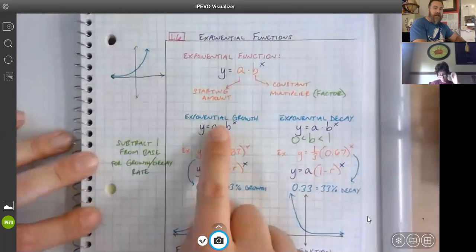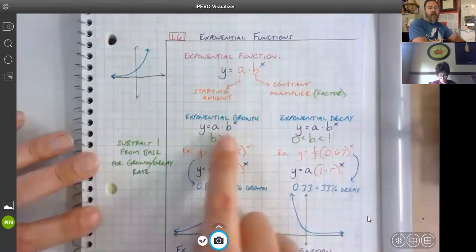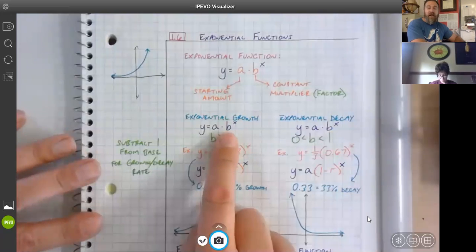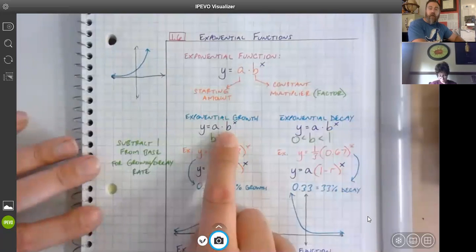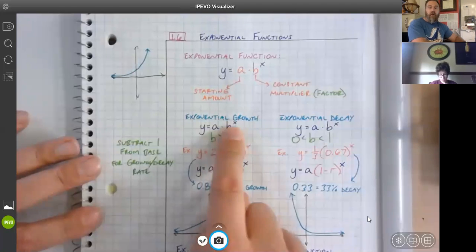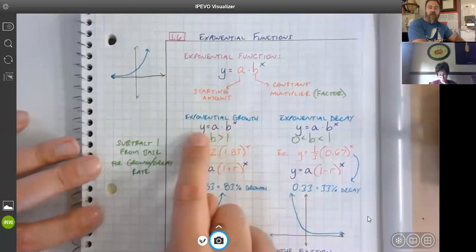But how to identify growth versus decay? It's actually really simple. It's barely math. It's just looking at a number, okay? And we're looking, again, at that most important feature of an exponential function, the base of the exponent, b in this case. So when I look at an exponential function, it's going to fit this structure.